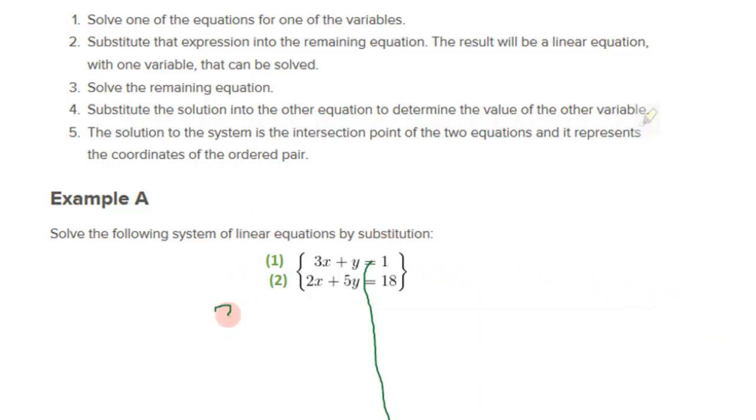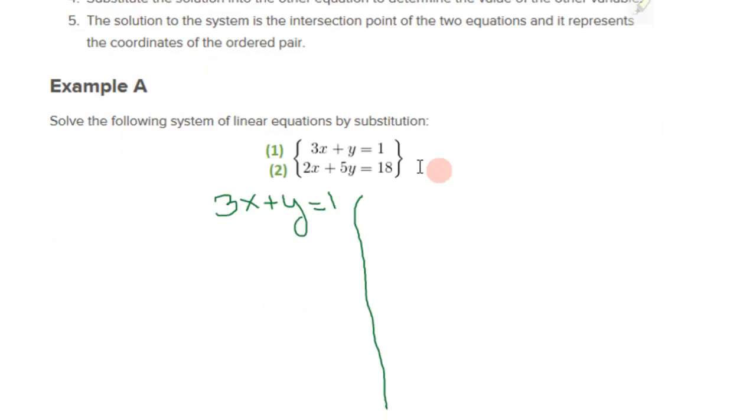3x plus y equals 1. That equation goes on the left. And then the second equation goes on the right-hand side. So you just want to rewrite it there for yourself. That's what I'm doing here: 2x plus 5y equals 18. So the equation that we're going to solve for the variable by itself is on the left. The other equation is on the right.